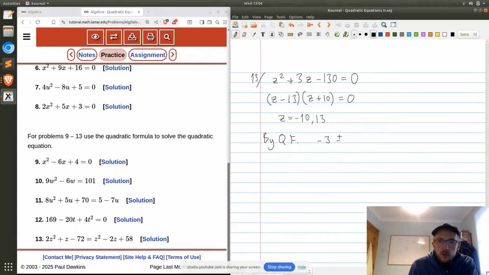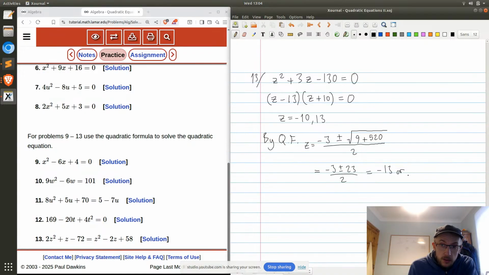So we must say z equals first, minus 3 plus or minus the square root of b squared, which is 9, minus 4ac. So it's going to turn into a plus. And 4 times 130 is 520. And all of that is divided by 2. So that's 529, whose square root is 23, minus 3 plus or minus 23 all over 2, which is 10. Hold on just a minute now. Minus 13 or 10?